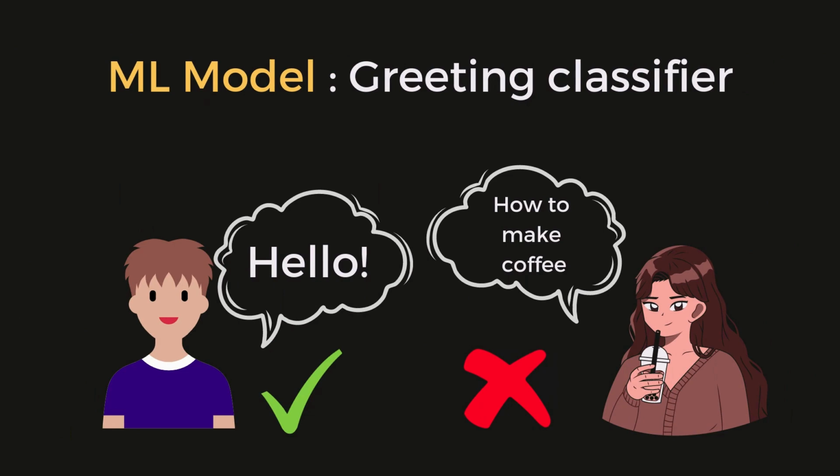So what are we building? We are going to create a machine learning model that will classify whether a given statement is a greeting or not. For instance, if we feed it the word hello, it should recognize that it is a greeting. On the other hand, a query like how to make coffee is not a greeting. Simple, right? But let's see how effective we can make this with the help of ChatGPT.